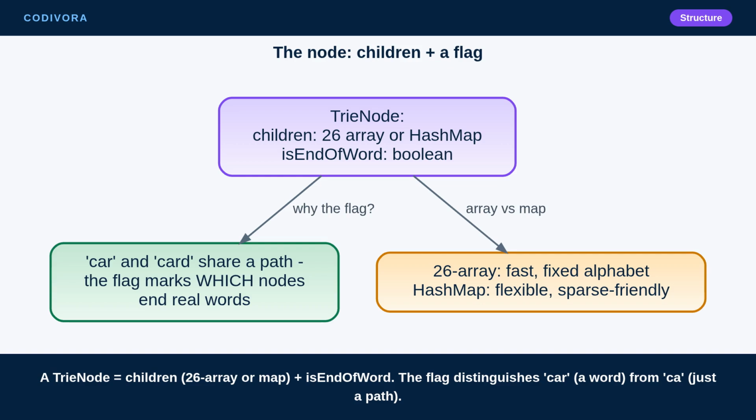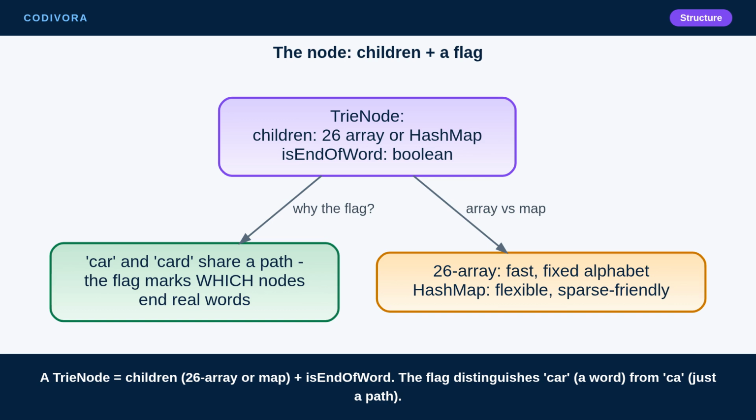The structure is 2 fields. Children, either a 26-slot array for lowercase letters, fast and simple, or a HashMap for flexible alphabets. And isEndOfWord, a Boolean flag. And here's why it's essential. Car and card share the exact same path. The flag is what records that the node at R ends a real word, while the node at C and A does not. Forgetting the flag is the classic beginner bug.